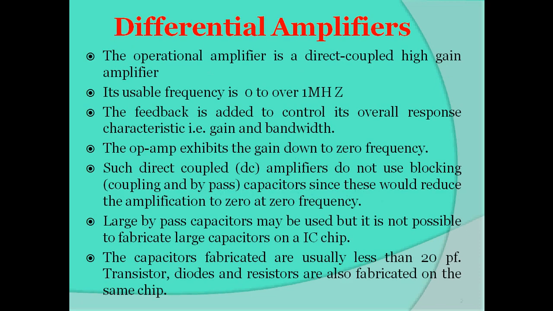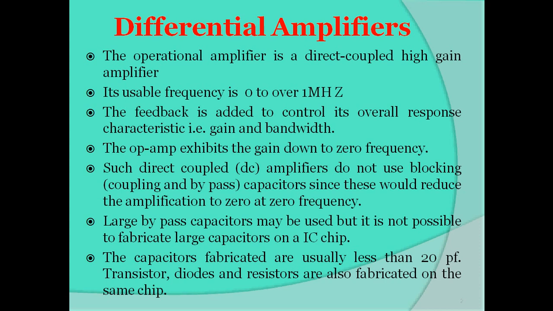The operational amplifier by definition is a direct coupled high gain amplifier and its usable frequency ranges from 0 Hz to a few over 1 MHz, and feedback is added to control its overall response characteristics like gain and bandwidth. These parameters will be controlled with the help of feedback. The op-amp exhibits gain down to 0 frequency.